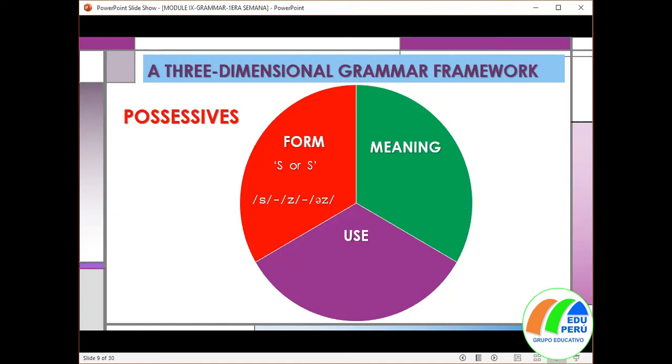In speaking, notice when you speak, when you write, you have two, apostrophe s or just the apostrophe. But when you speak, you have three: s, z, iz. Notice this is the form. Notice you're talking about the form of this structure, right?